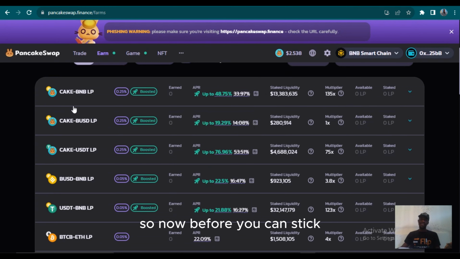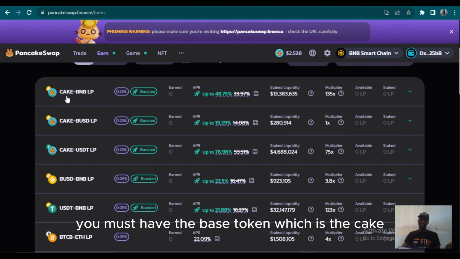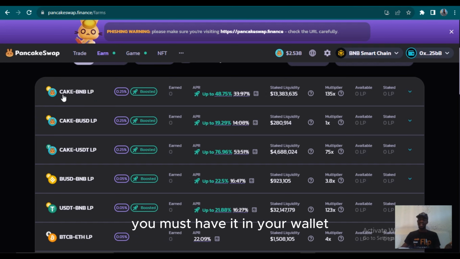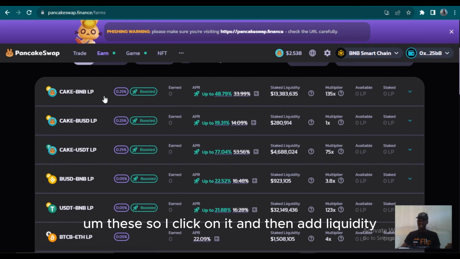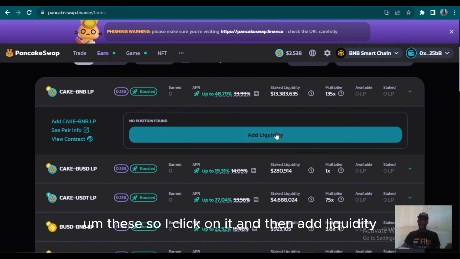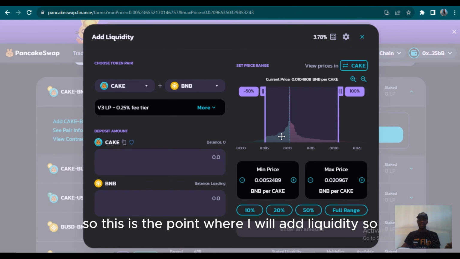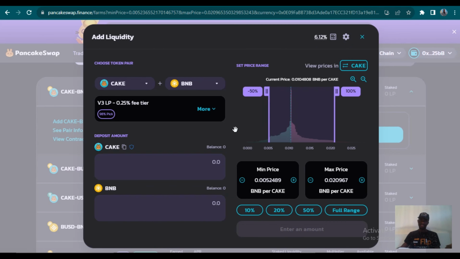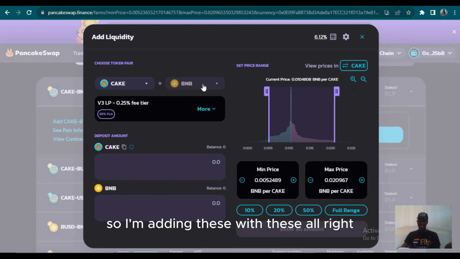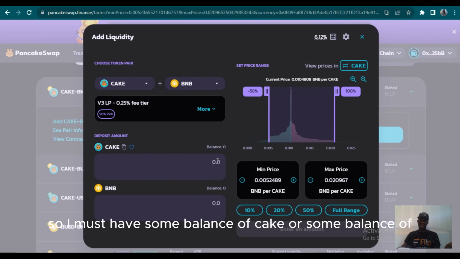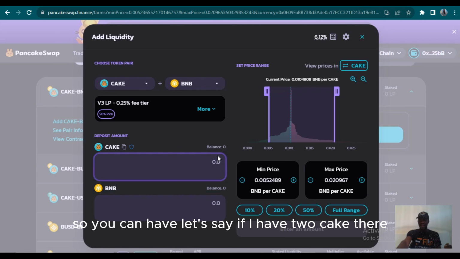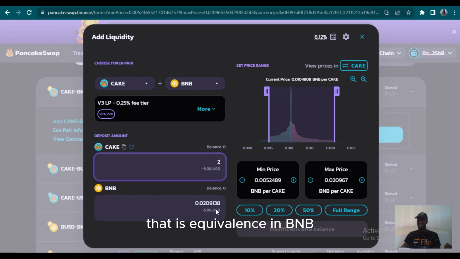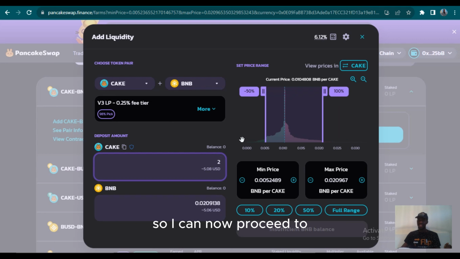Now, before you can stake, you must have the base token, which is the Cake. You must have it in your wallet. So let's say I'm going to stake these. I click on it and then add liquidity. This is the point where I will add liquidity. So I'm adding this with this. I must have some balance of Cake or some balance of BNB. So let's say if I have 2 Cake there, that's its equivalence in BNB. So I can now proceed to making my deposit.